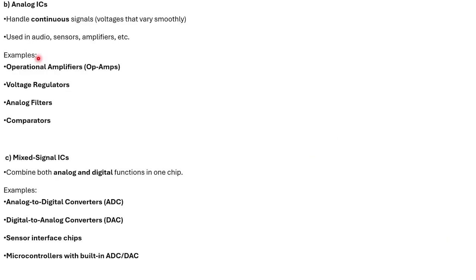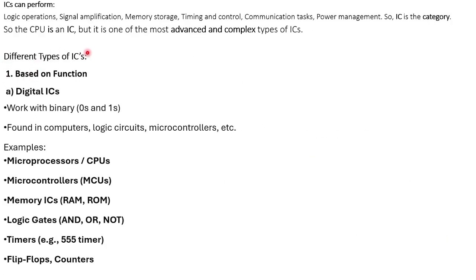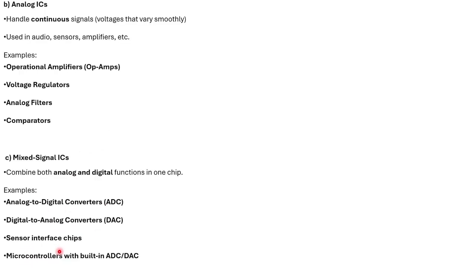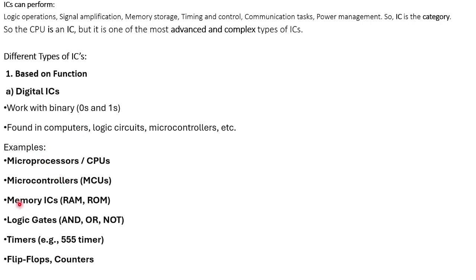First we look at the types that lie in the category based on function. First is digital integrated circuits. They work with binary zeros and ones, found in computers, logic circuits, and microcontrollers. Examples are microprocessors, CPUs, microcontrollers, memory integrated circuits, RAM, ROM, logic gates like AND, OR, NOT, timers, flip-flops, and counters. These are the digital integrated circuits.